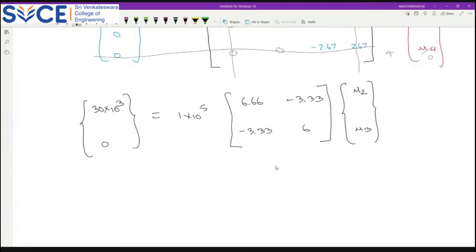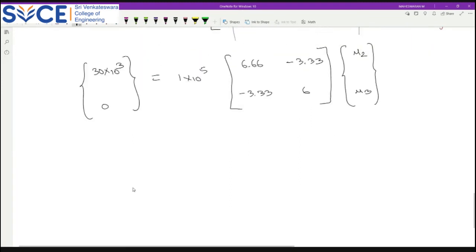So the actual step is to identify U2, U3. Don't bring it to the other side, because it is complicated to identify the inverse matrix. Instead, you identify the equation. What is the equation? Multiply it one by one. So I will multiply it.